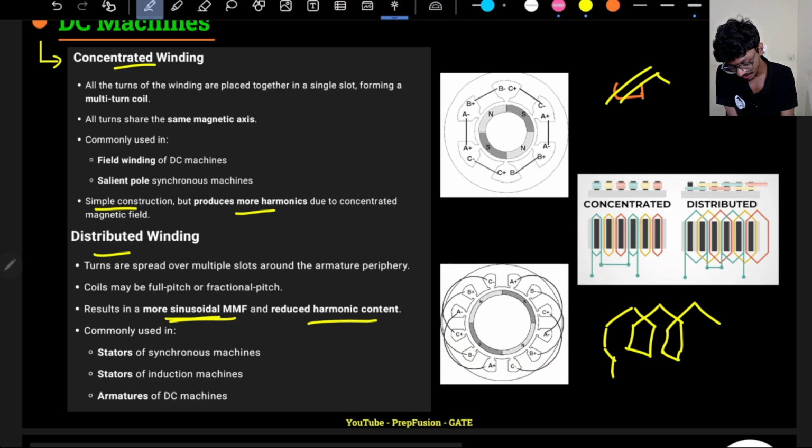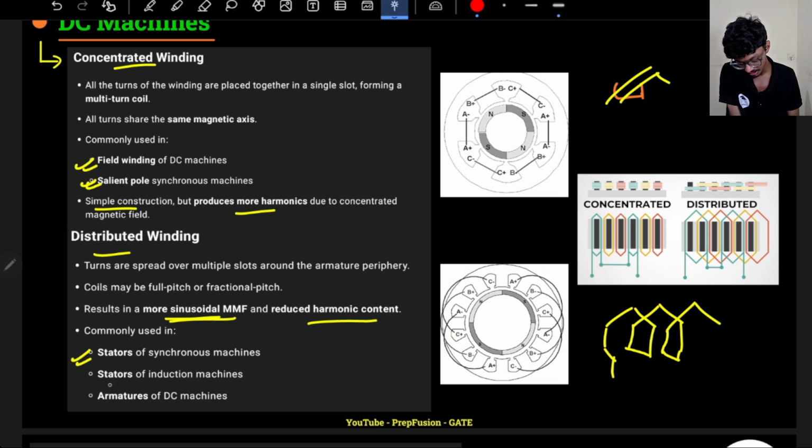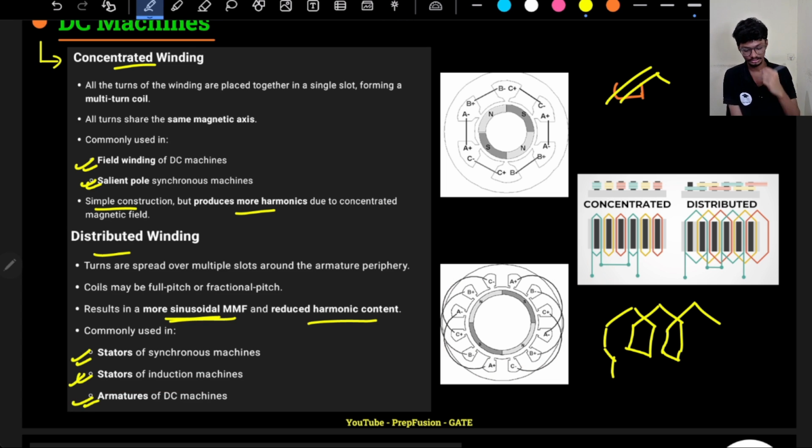Concentrated winding is used in the field winding of DC machines and, of course, in the salient pole of the synchronous machine. We have discussed that we use the concentrated winding in the salient pole of the synchronous machine. Distributed winding is used in the stators of the synchronous machine, not in the rotor side, the stators of induction machines, and the armatures of DC machines. So in these three places distributed winding is utilized.